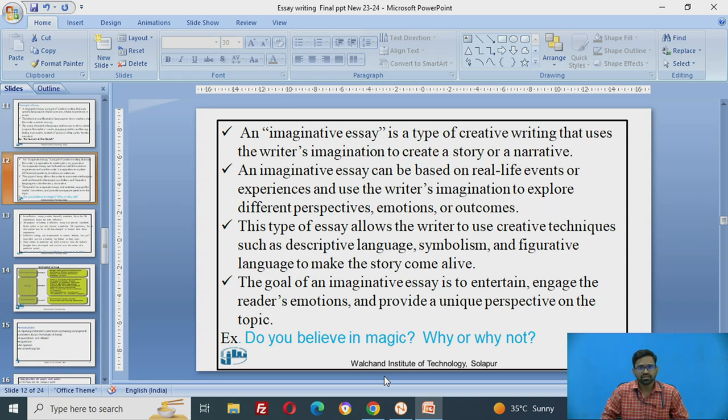Then an imaginative essay is a type of creative writing that uses the writer's imagination to create a story or a narrative. An imaginative essay can be based on real life events or experiences and use the writer's imagination to explore different perspectives, emotions and outcomes. This type of essay allows the writer to use creative techniques such as descriptive language, symbols and figurative language to make the story come alive. The goal of an imaginative essay is to entertain, engage the reader's emotion and provide a unique perspective on the topic. The example of an imaginative essay is, do you believe in magic? Why or why not?